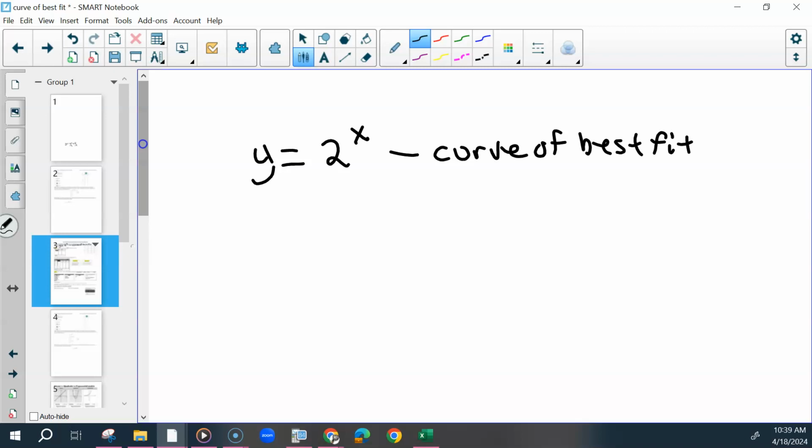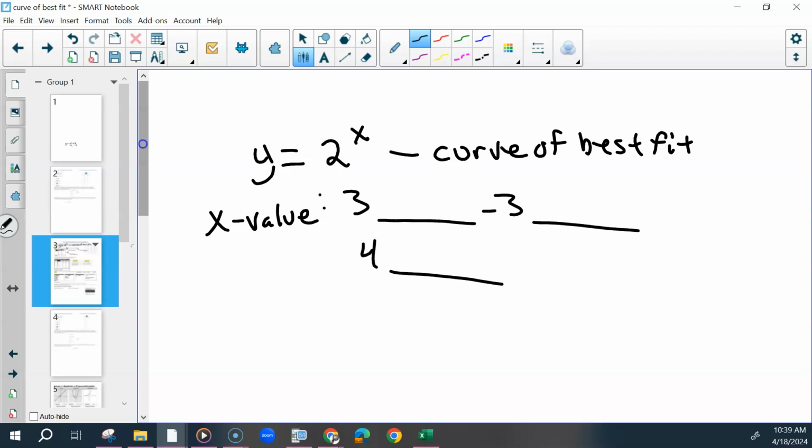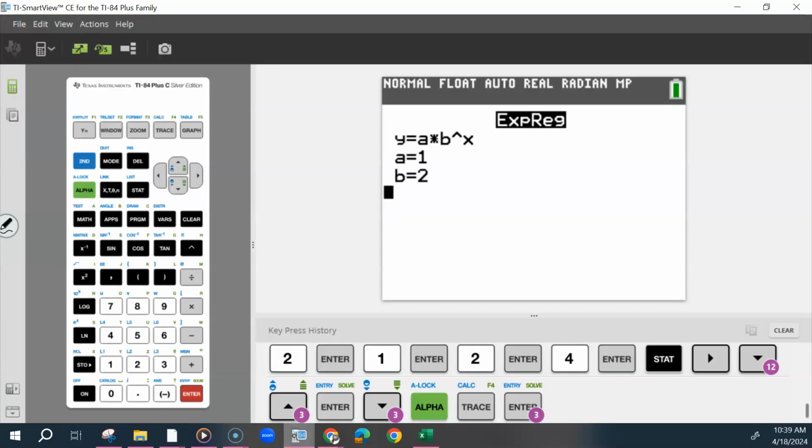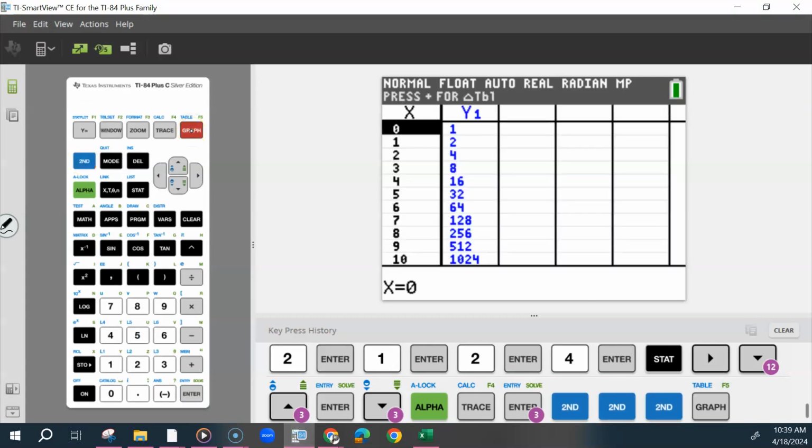And then I wanted you to find the prediction values for an x value of 3, -3, 4, and -1. So we'll do 2 of these in the calculator, then 2 of them in Desmos. For 3 and -3 in the calculator, I could again go into my table. That would be the easiest, so we'll just stay there. What would your y value when x is 3 be? And then what about when x is -3?